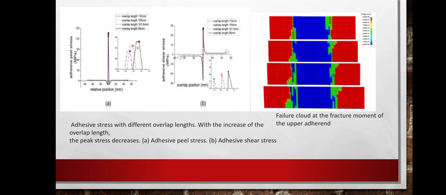With increase of overlap length, the peak stress decreases. And A diagram represents adhesive peel stress and B diagram represents adhesive shear stress. This failure occurs at the fracture moment of upper adherent.